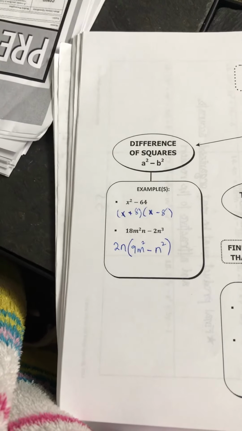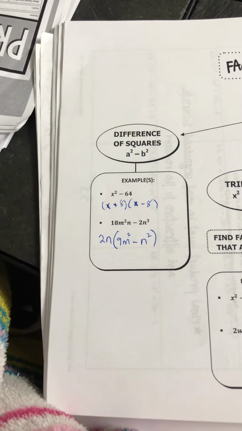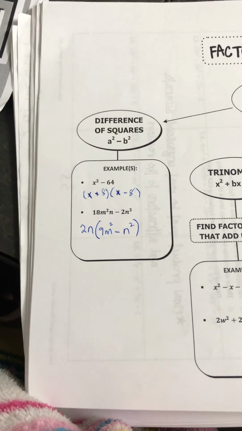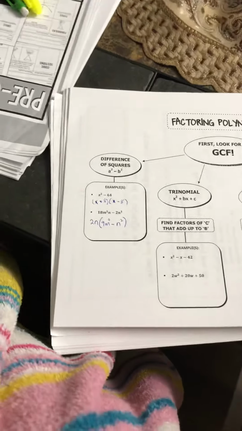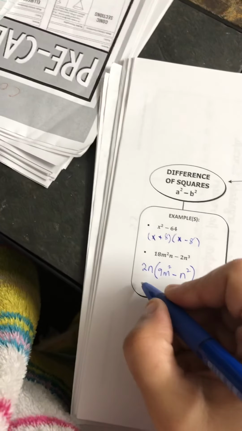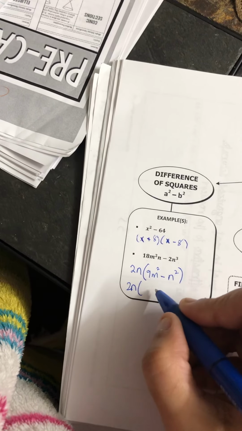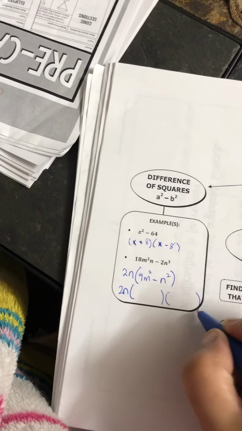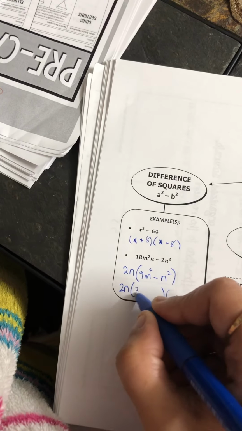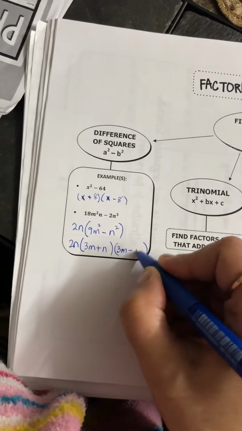Further, please, the last step is not done. Further, look for more factorization. Can I still factor this? Yes, I can. This copies as is. Both are squared and there is a minus sign in between. So 3m and 3m, plus and minus, n and n.